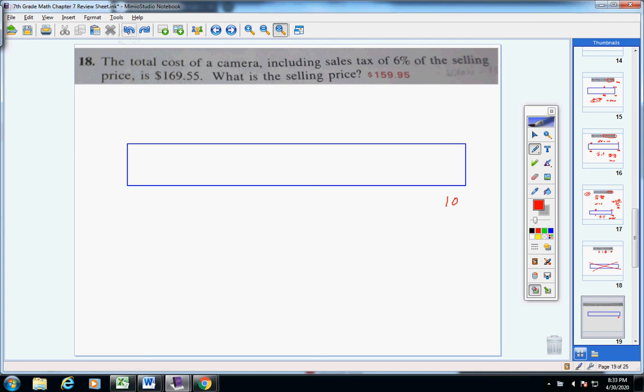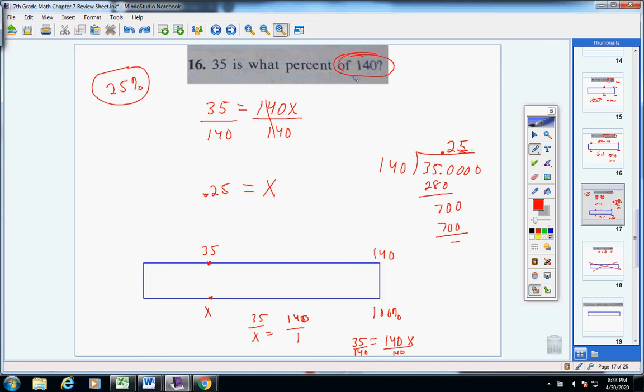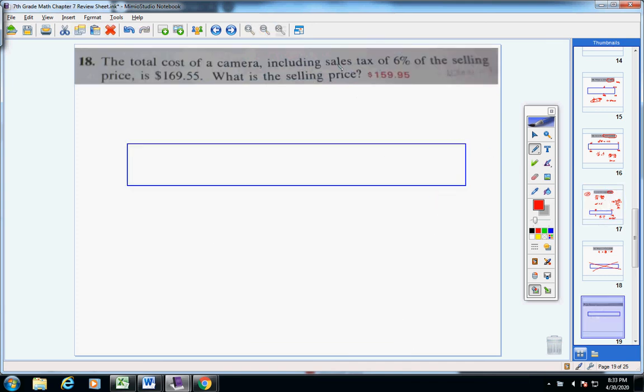So, I've taught you a couple of things. Just a couple minutes ago, I said to you, your of number is going to be your 100%. So you could see that it says sales tax 6% of the selling price. So that tells you there the selling price is your 100%. The only problem with that is when it comes to word problems there might be 2 or 3 ofs. Of, of. So I don't recommend that.